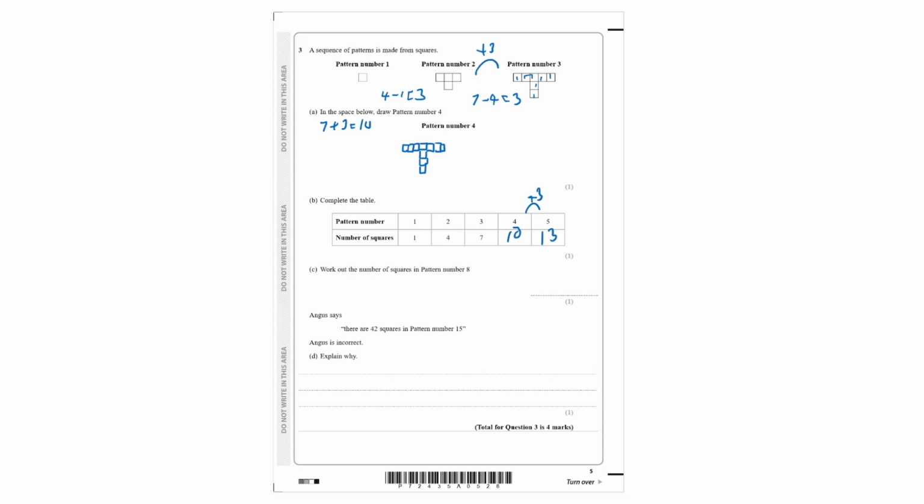Work out the number of squares in pattern number 8. We can use the formula a plus (n minus 1)d. a is the first term of the sequence. We see that's 1. So 1 plus, we find number 8 minus 1, and the difference is 3. So that gives us 1 plus 7 times 3, or 1 plus 21. So that gives us 22.